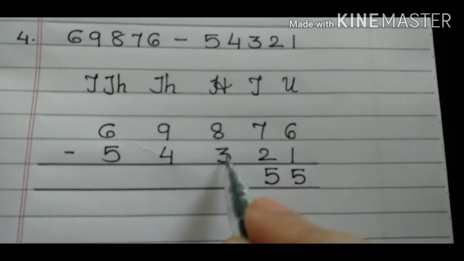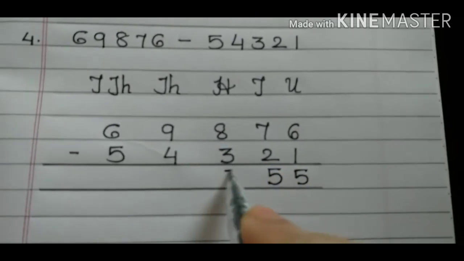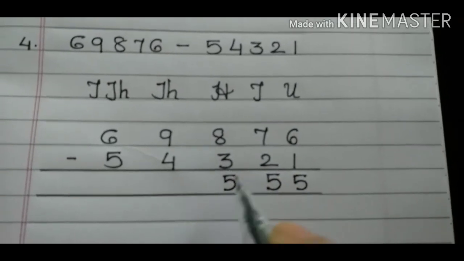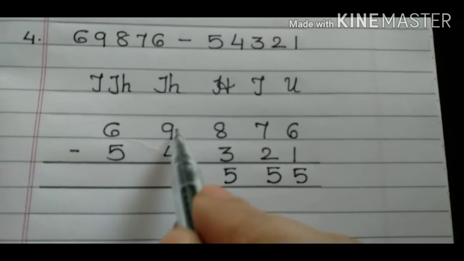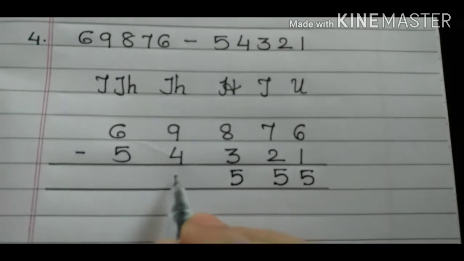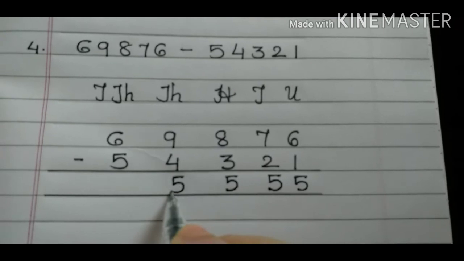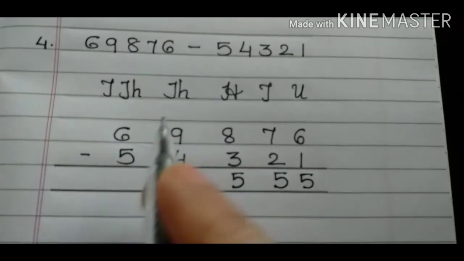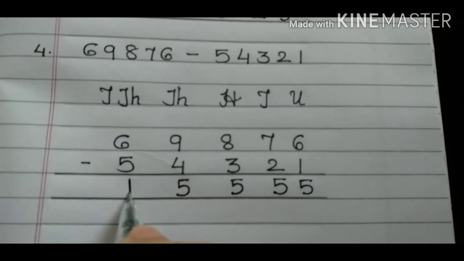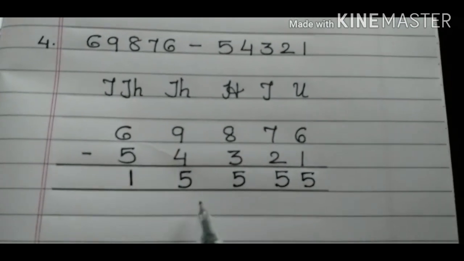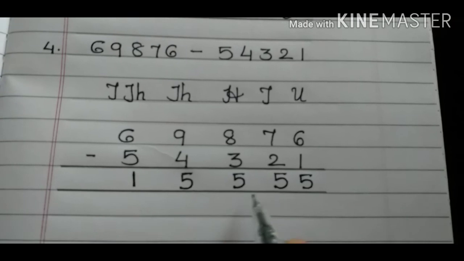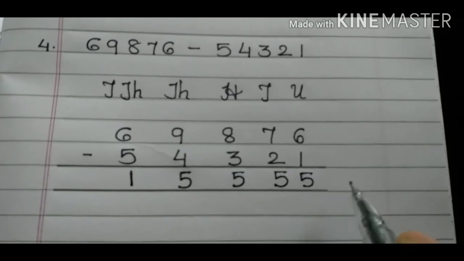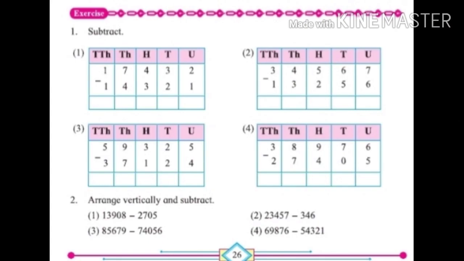In hundreds place, 8 minus 3. 8 minus 3 is also 5. So write down 5 in hundreds place. In thousands place, 9 minus 4. 9 minus 4 is 5. So write down 5 in thousands place. And in 10,000s place, 6 minus 5. 6 minus 5 is 1. So write down 1 in 10,000s place. So our answer is 15,555. So this is the last sum of our exercise.